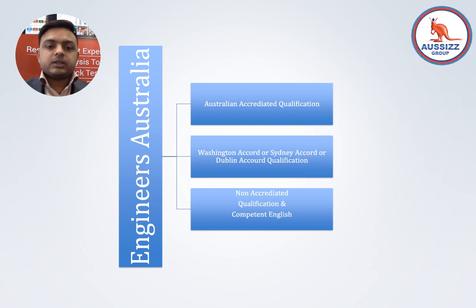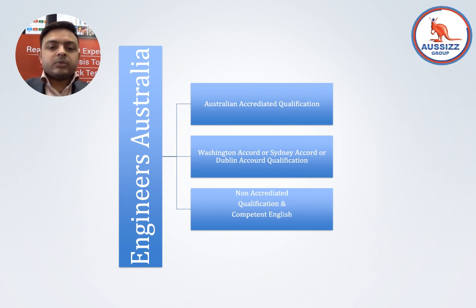And all the applicants under the non-accredited qualification pathway need to meet the English language requirement. Now, if the applicant has completed a bachelor's degree or higher, or a master's degree of at least 2 years in Australia, then they do not have to meet the English language requirement. They can request a waiver. Generally, the waiver is approved. However, Engineers Australia do reserve the right to reject the request for waiver and ask for an English language score.